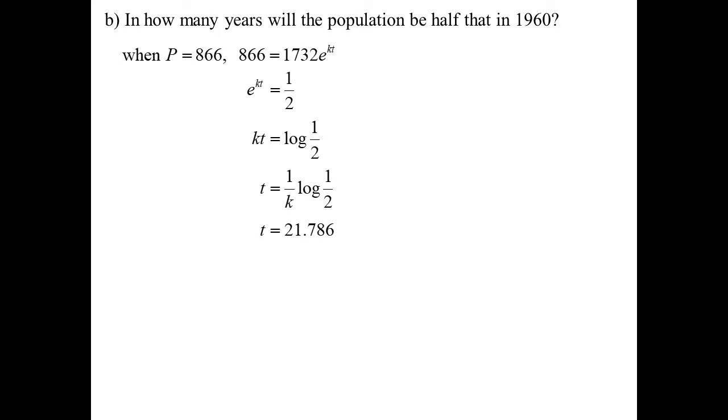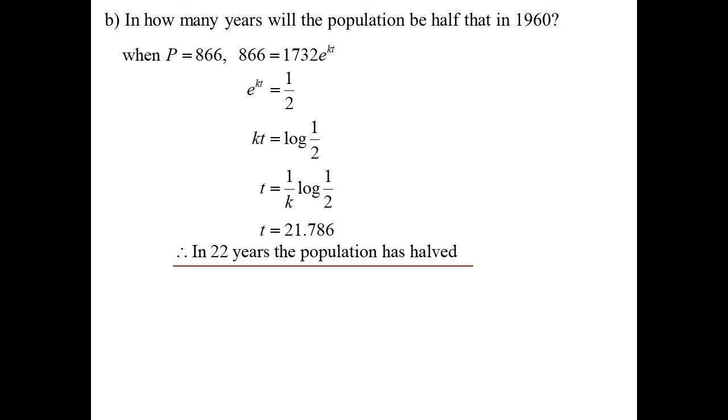k is that number that we worked out in the last question. Don't use the negative 3%. That was just an approximation. Use the exact value. So in 22 years, the population is halved. This brings up an interesting point. Had that worked out to be 21.2, and they said in how many years will the population be halved, I would still say in 22 years. Because at 21 years, it hasn't halved yet. At 21.2, it halves. So I'd say after 22 years.